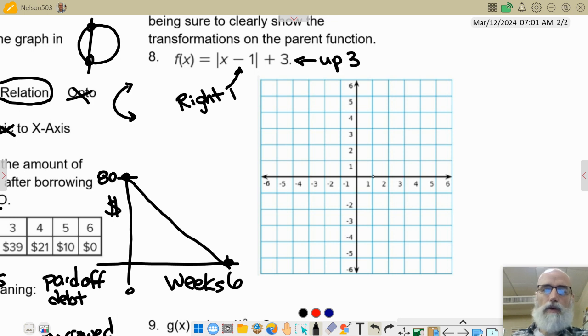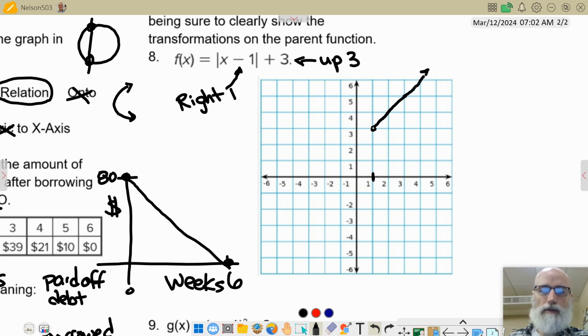So I want to go over 1, and I want to go up 1, 2, 3. And then I want to clearly show people that I know what the absolute value function looks like. The absolute value function has a slope of 1 when you're going to the right of the little turning point down here. It's not a vertex. I often want to call it a vertex.